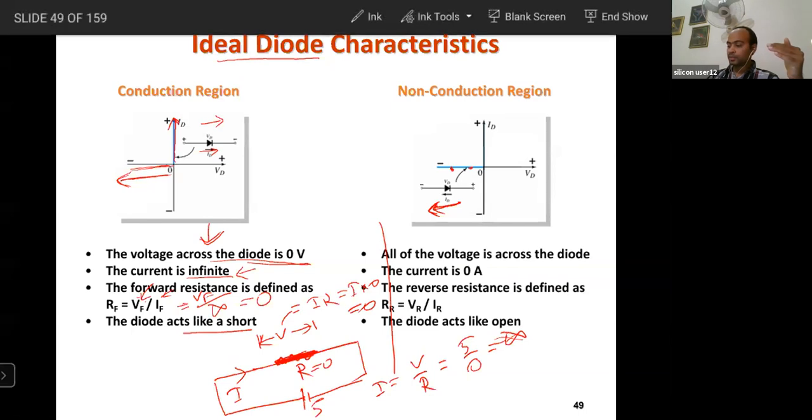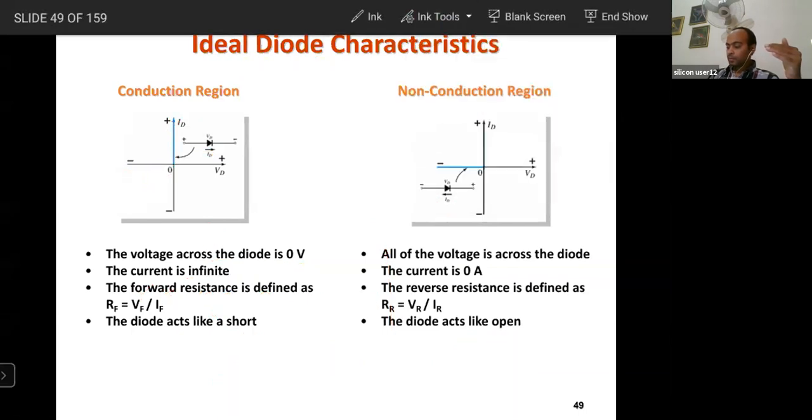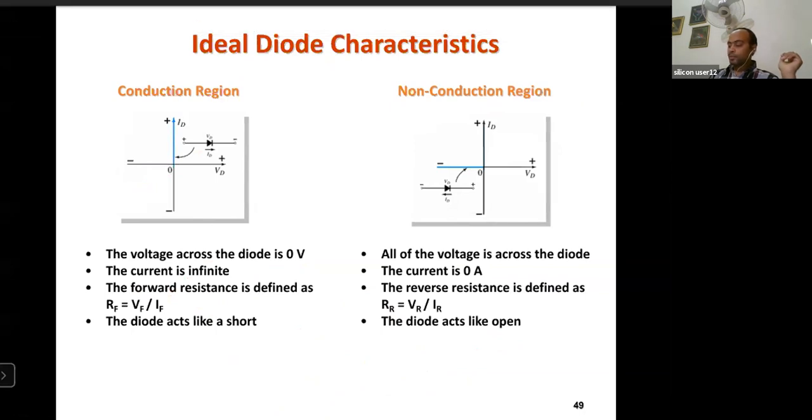or let me erase this thing. If it is not conducting or it is reverse bias, okay, all the voltage is applied across the diode, right? I'll tell you this point. The current is equal to 0. Why? Because the diode is open or not conducting.